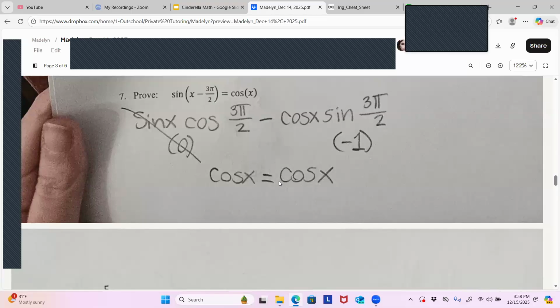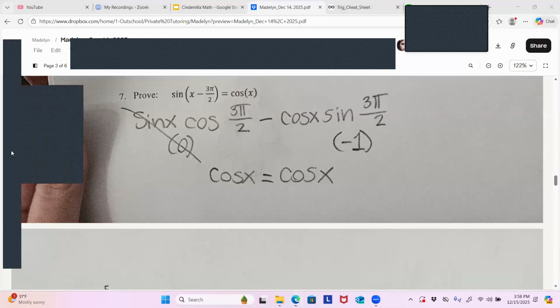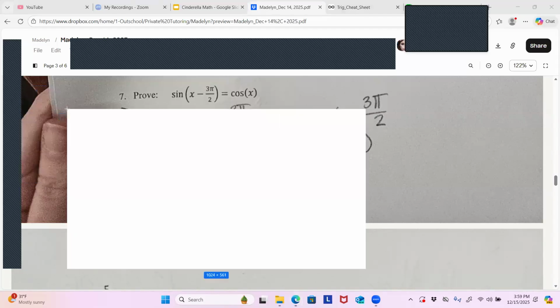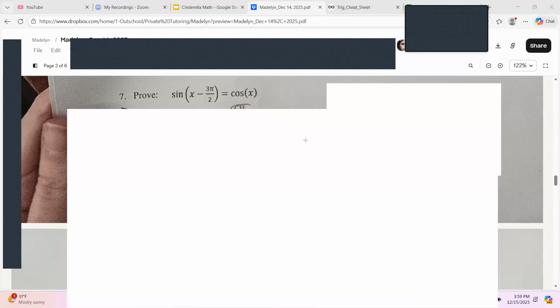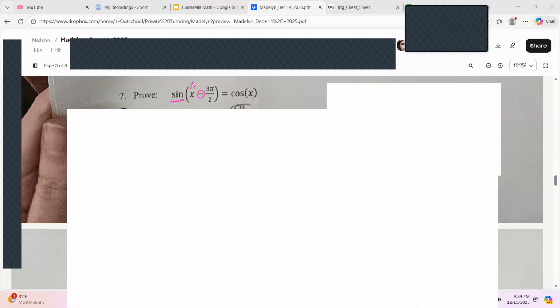All right, real fast here. This is you're proving it. So they've already done this one. They just want it to show. Okay, so this is sine with a minus, where this is our A and this is our B. So we need to get the formula for sine of A minus B.